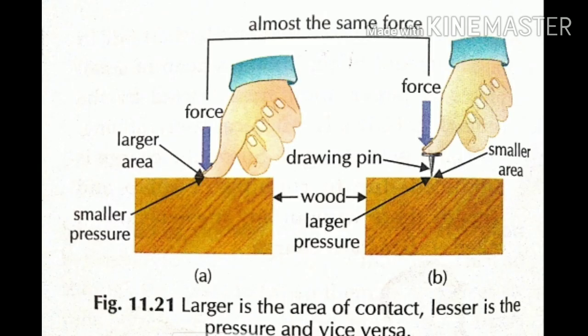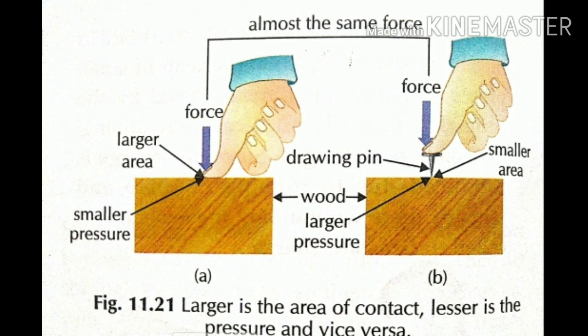Now, let's perform an activity to show you that the effect of force depends on the area of the object on which it acts. When you put your thumb on a piece of wood and press it, the thumb does not go into the wood. Yes, but when you push a drawing pin into the wood with the same force of your thumb, the drawing pin goes into the wood.